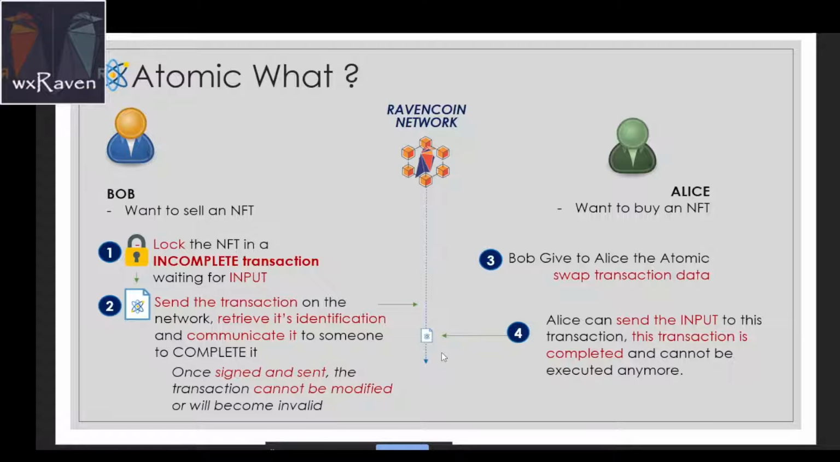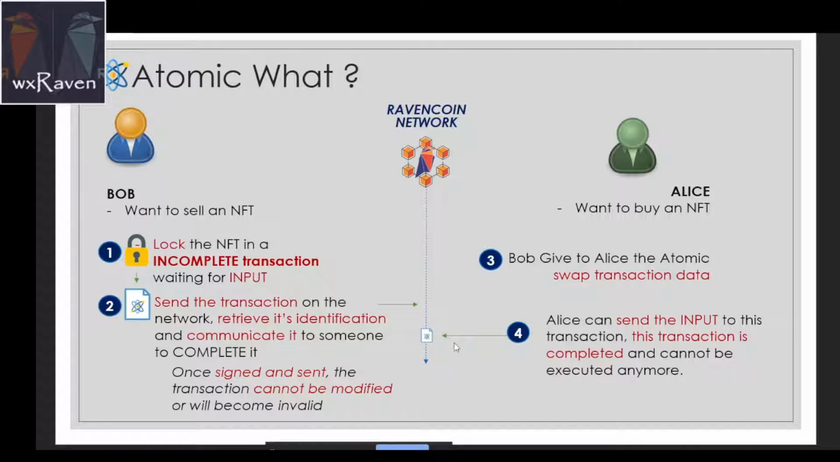If you want to change your mind, or if the deal needs to be changed, you need to reissue a new transaction with a new signature. And on the other side, Alice, who wants to buy an NFT, the only thing she needs to do is to get the swap transaction information and complete this transaction, as simple as it seems to be.